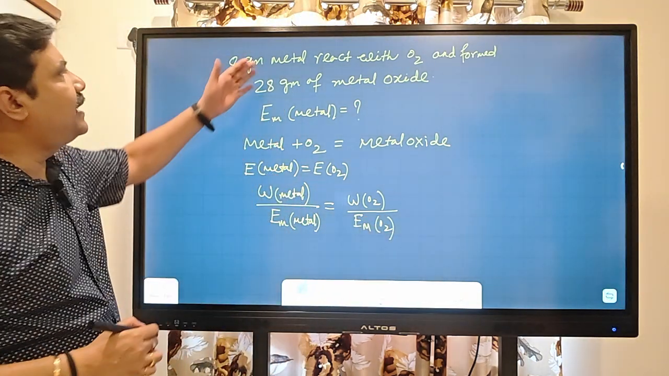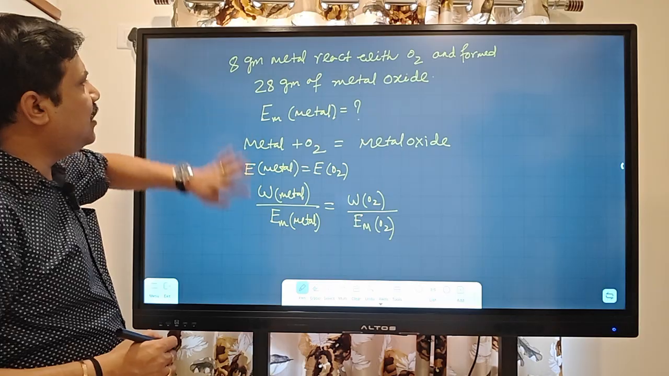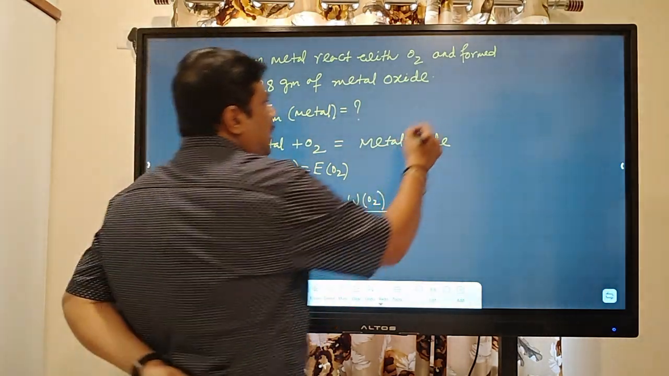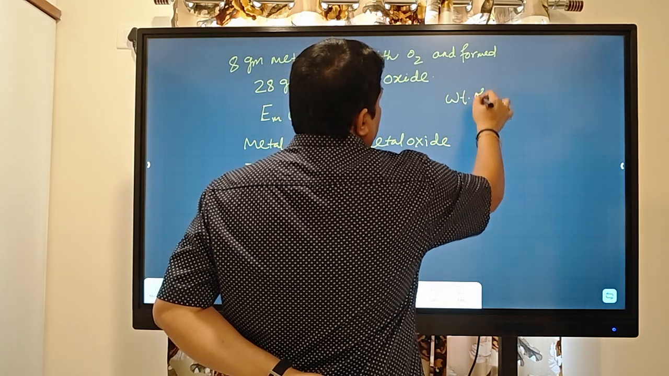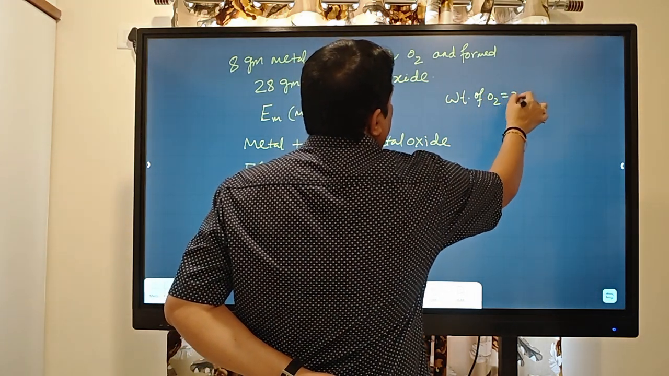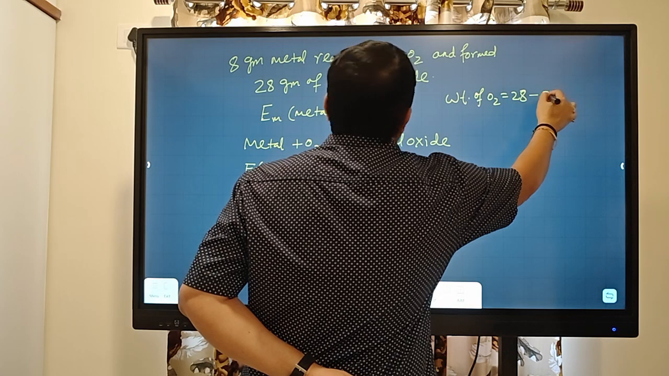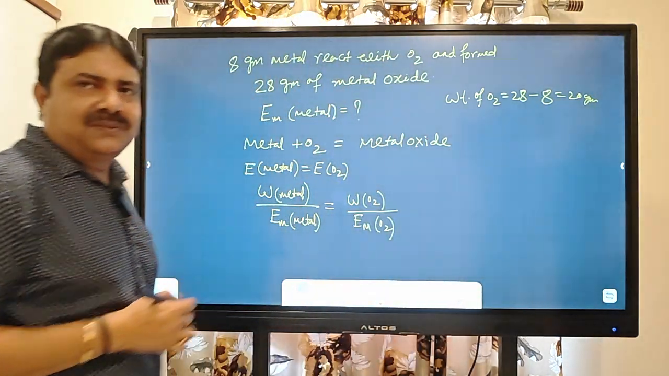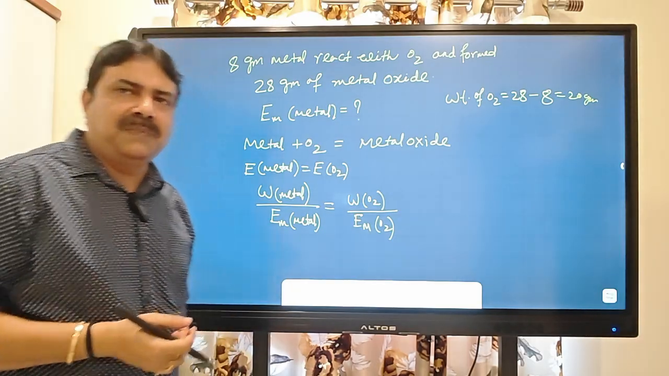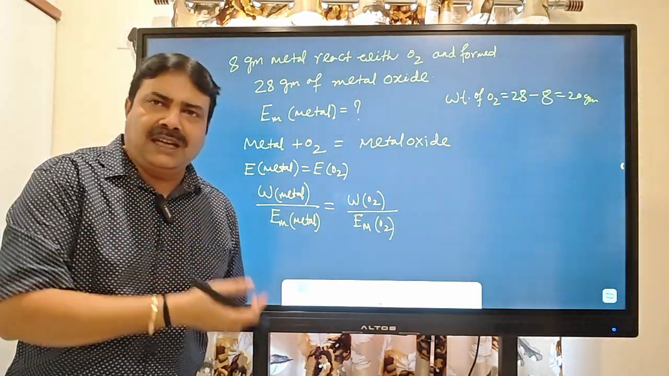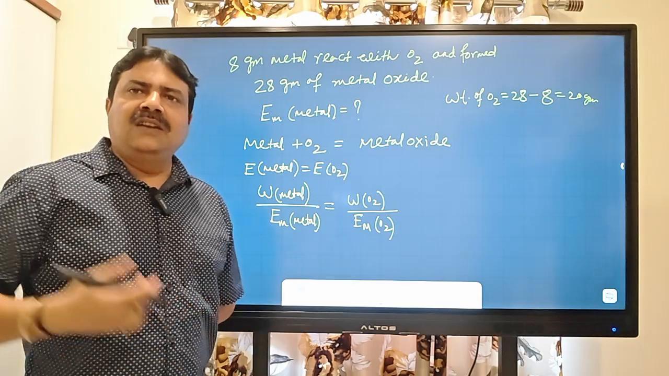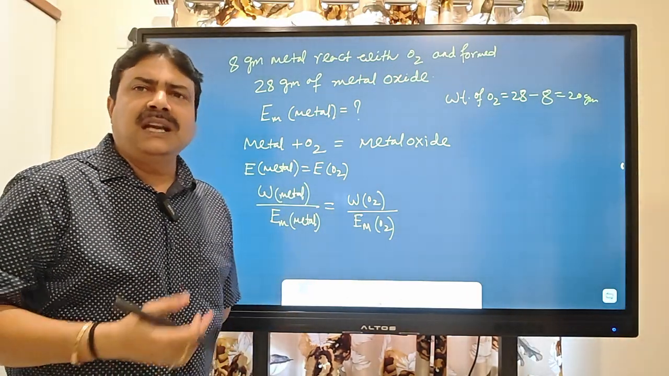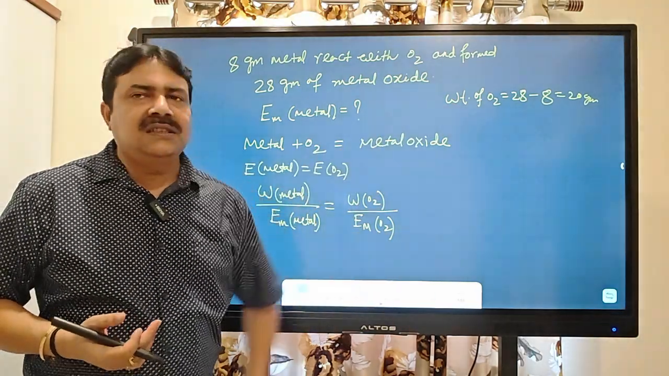Now look at the data they are providing. Weight of metal is 8 gram. Weight of oxygen will be how much? They are telling metal oxide is 28 gram. Then weight of oxygen will be equal to 28 metal oxide minus metal weight, which is nothing but 20 gram. Metal plus oxygen is forming metal oxide. We know metal weight, we know metal oxide weight. Then what will be the weight of combining oxygen? That is metal oxide minus metal weight. So that's why weight of oxygen is 20 gram.